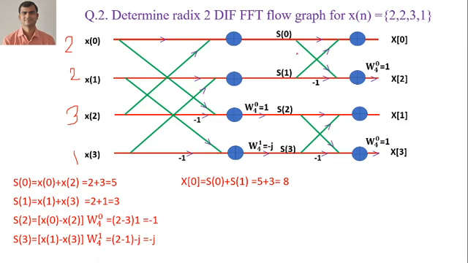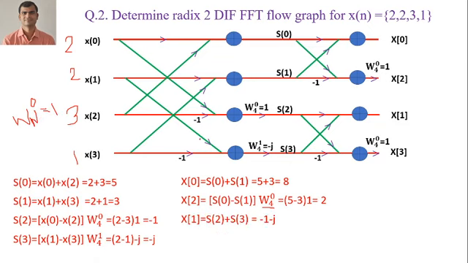And for stage 2, simply x of 0 is the addition of S of 0 and S of 1, then x of 2 is S of 0 minus S of 1. This W40 value is equal to 1. Always remember that Wn0 is always equal to 1, where n is equal to 2, 4, 8, 16, 32, 64 and so on. X of 1 is the addition of S of 2 plus S of 3, and x of 3 is S of 2 minus S of 3 into W40.